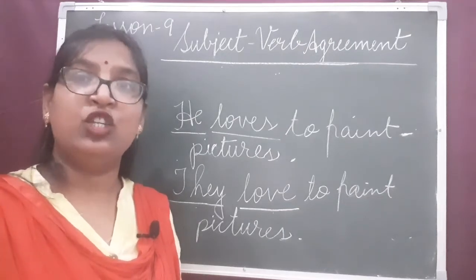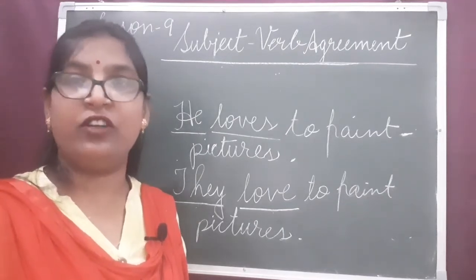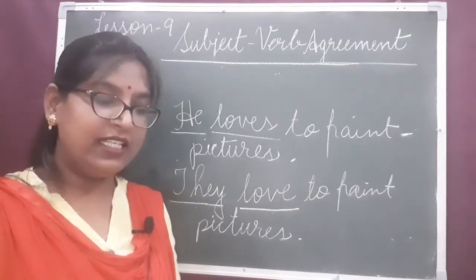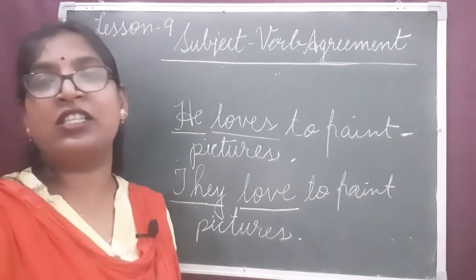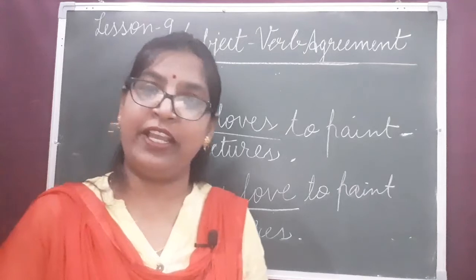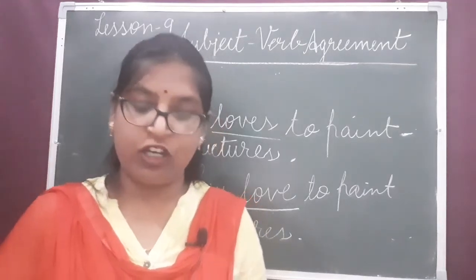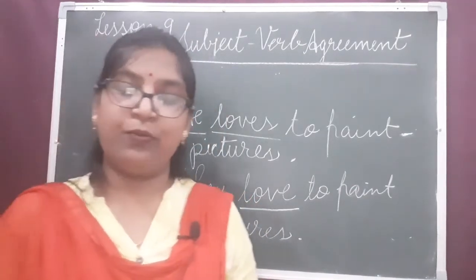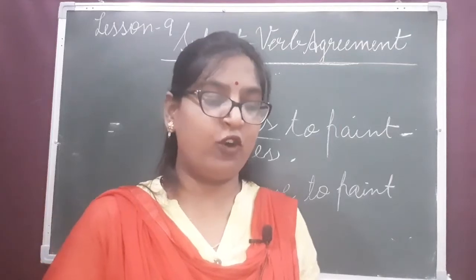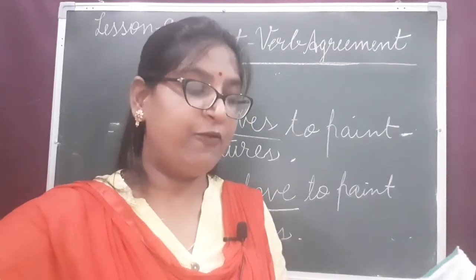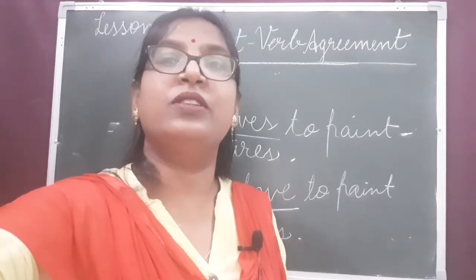Do verbs. Do, does, did. These are the different forms of do verbs. And these all are auxiliary verbs. All these are helping verbs or the auxiliary verbs, and they possess different forms for different number and person.